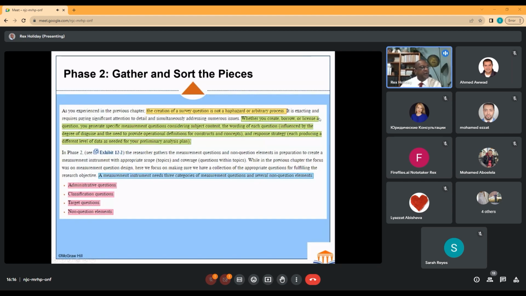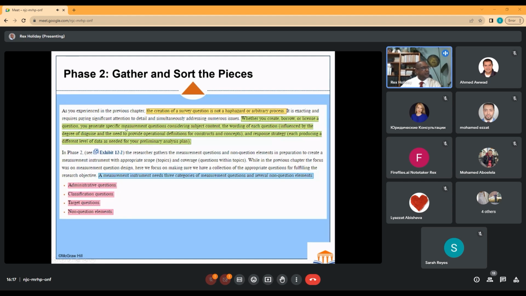So whether you create, borrow, or license a question, you generate specific measurement questions considering subject content, the wording of each question influenced by the degree of disguise, the need to provide operational definitions for constructs and concepts, and response strategy, each producing a different level of data as needed for your preliminary analysis plan. It doesn't matter whether you're creating your own or using an existing instrument.